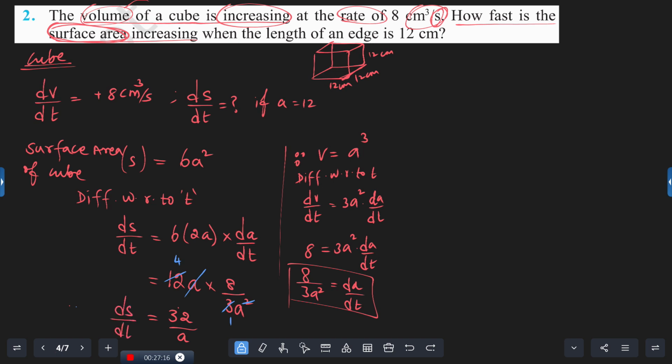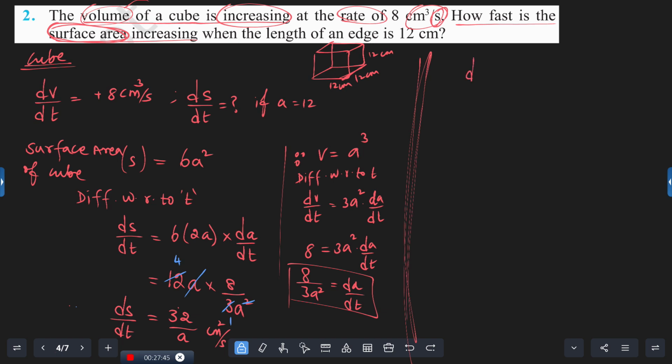This is the surface area. dS/dt is equal to what? The numerator is surface area, so centimeter squared. What is the denominator? t, which means seconds. Okay, this is our answer at present. But if anything is given, you should use it. Listen, how fast at what? They have given a equal to 12, which is what they asked. So you have to substitute that here.